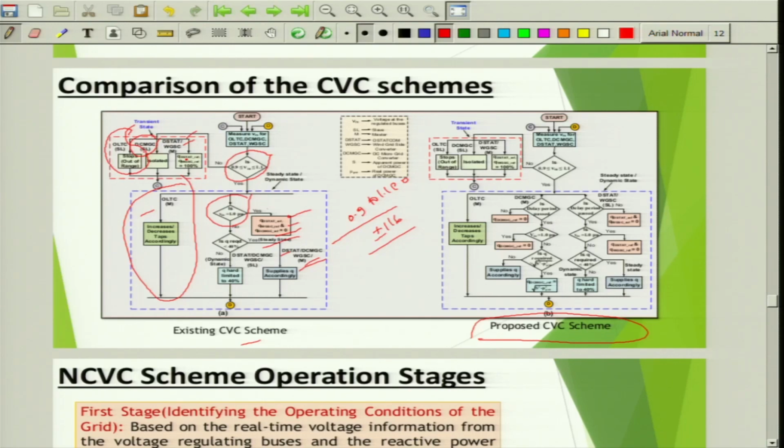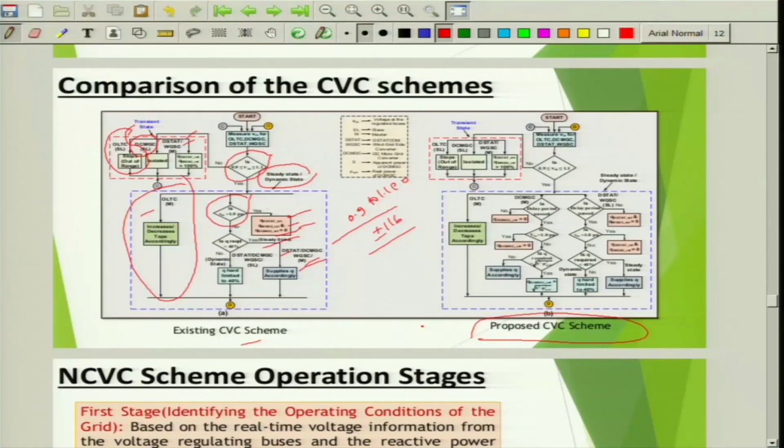But the problem with this scheme is, especially during steady state and dynamic state, you see here OLTC is a sluggish device, and the fast acting converters are fast in response, and everybody is operating in a master role. So even a small amount of reactive power injection from these fast acting converters may stop the OLTC from completing its action. That means we are not able to utilize OLTC to the best of its ability.